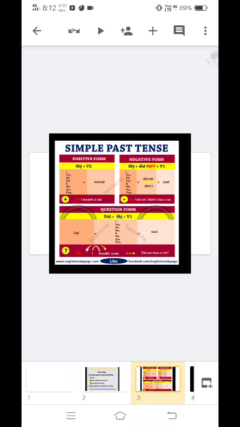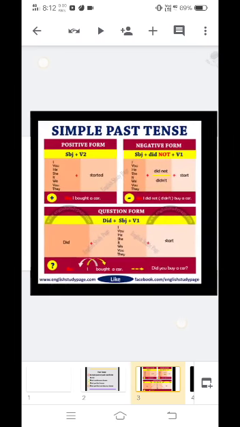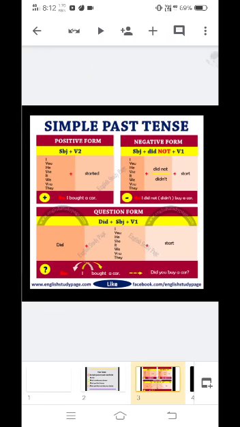So first, if I talk about simple past tense in its three forms, that is positive, negative and interrogative. Simple past tense is expressed with the second form of the verb in positive form: subject plus verb second form, like I, you, he, she, it, we, they plus started. So with verb second form, start plus ed, when we add ed, it becomes verb second form, that is started, like I bought a car.